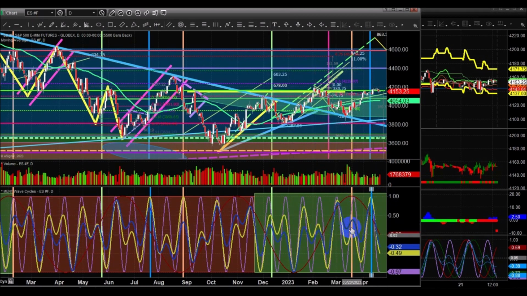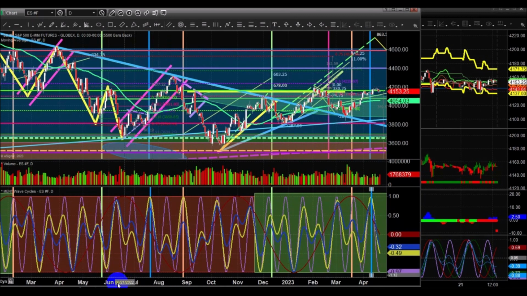Now remember, yellow is below blue. We've got this downward wave cycle, and you can see that I've highlighted this one, which is yellow below blue in a bearish trend, downward pricing cycle, and you can see where this pricing cycle generated a moderate uptrend.